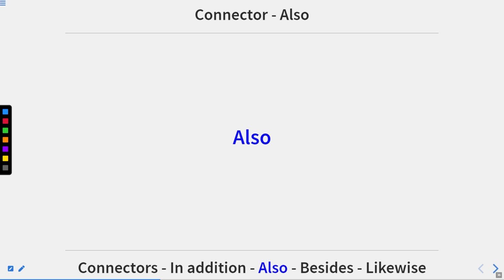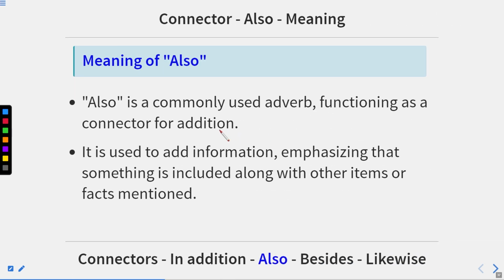Now, we have already discussed the use of "in addition" and "in addition to." Here we are going to discuss one more connector, that is "also." Meaning of "also": "also" is a commonly used adverb functioning as a connector for addition. It is used to add information, emphasizing that something is included along with other items or facts mentioned.